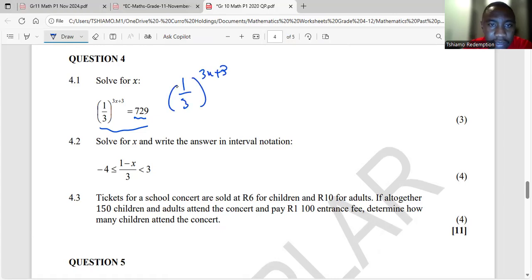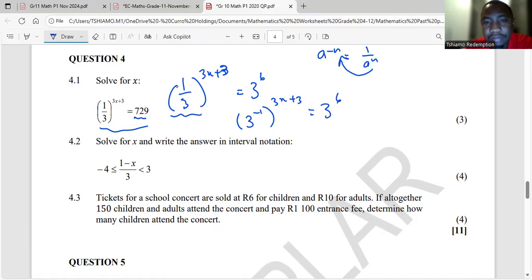3x plus 3 equals 36. And now, remember, there's a golden rule that says a negative can be written like this. So if I have this fraction, I can write it as a negative exponent like that. So meaning I can have 3 minus 1, 3x plus 3 equals to 36. Okay, now before I do anything, I need to deal with the brackets. So I'm going to multiply everything there with the bracket.